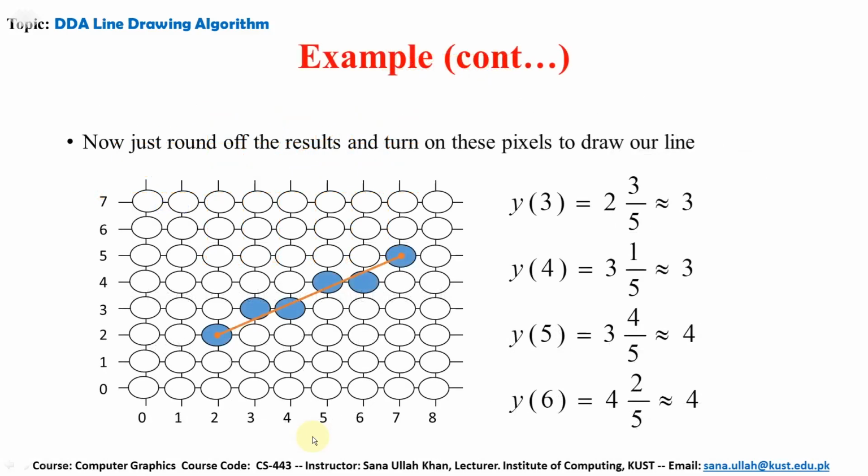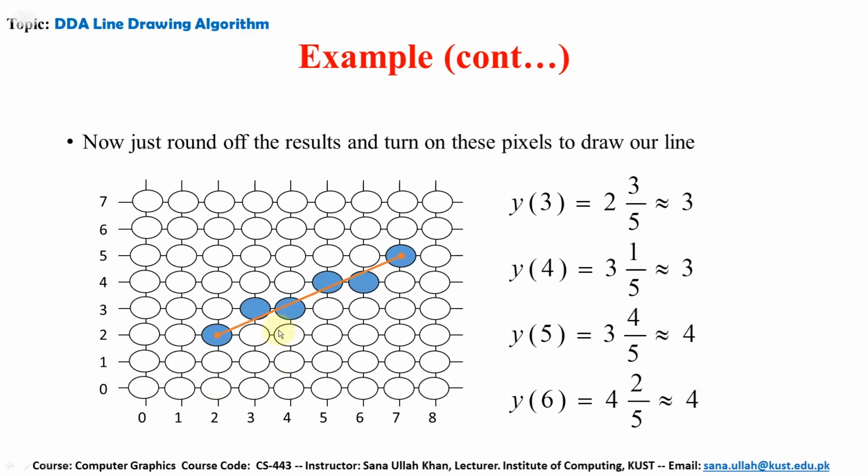After that, because a pixel is not divisible, the point values must be integers, so we can convert these values into approximately equivalent values. So 2 and 3 by 5 is approximately equal to 3, 3 and 1 by 5 is approximately equal to 3, 3 and 4 by 5 is again approximately 4, and this is also a 4.